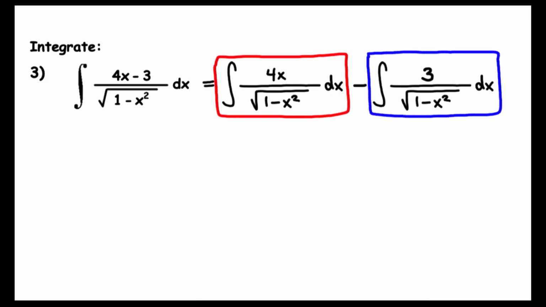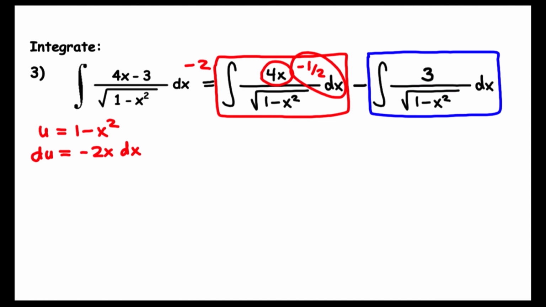And this second part is going to be arc sine or inverse sine. So, okay. All right, let's try the first part. The u in this case would be 1 minus x squared, as I mentioned, making du negative 2x dx. I'll just hit the inside with a negative 1/2, the outside with a negative 2. That'll turn this into a negative 2x dx right there.